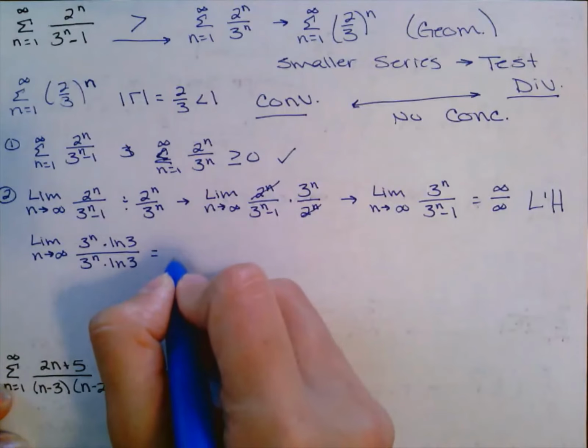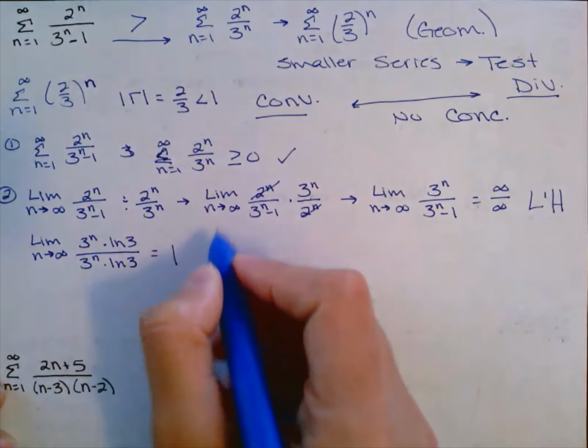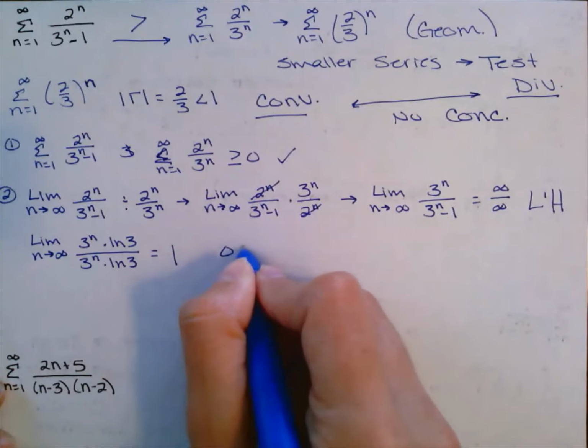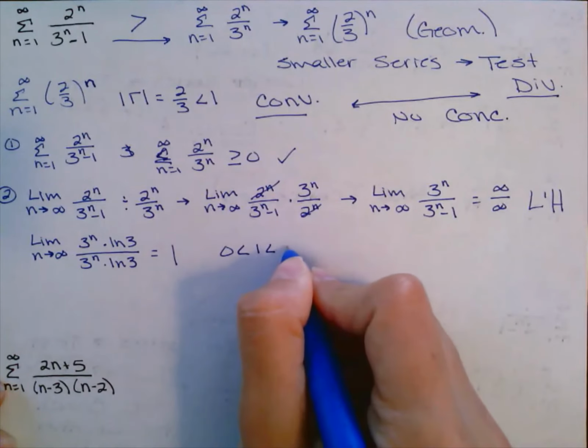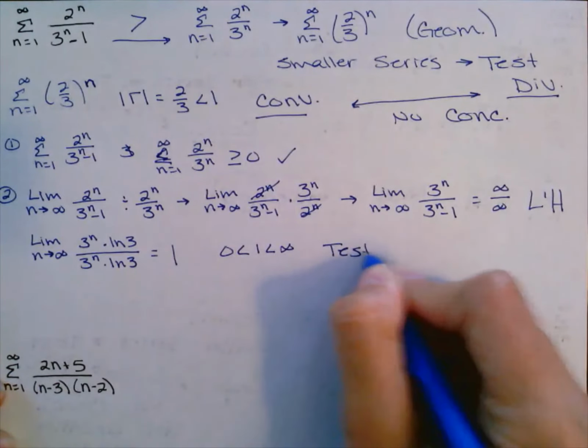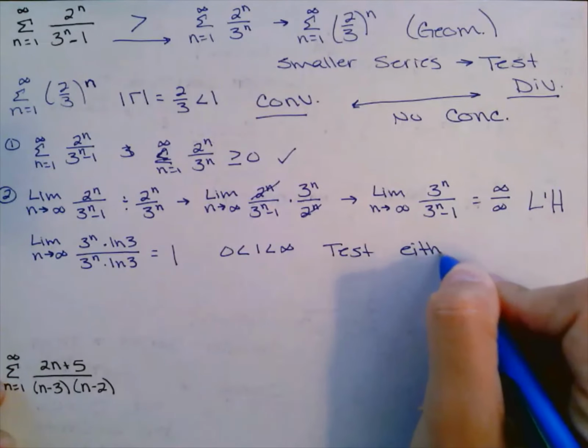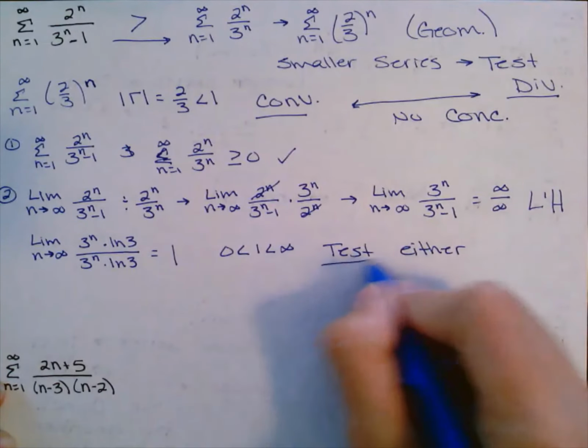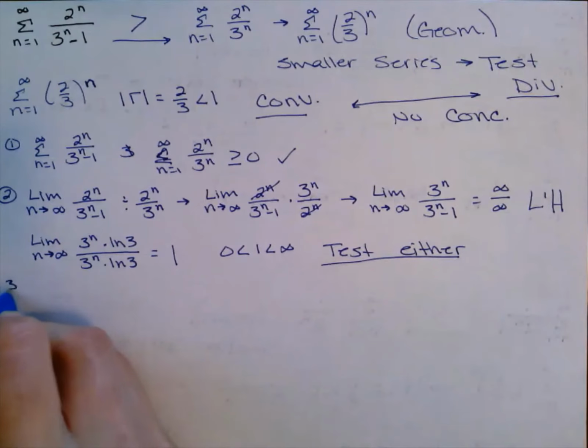And then the limit of 1 is just 1, right? So 1 is a number in between 0 and infinity. So I can test for either convergence or divergence, okay? Which is always a nice thing.